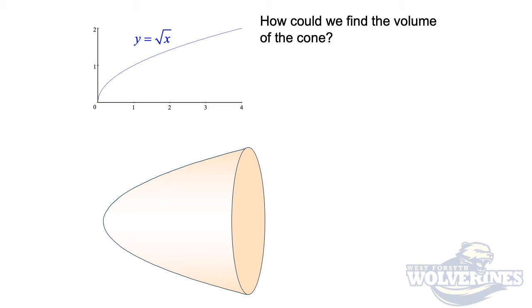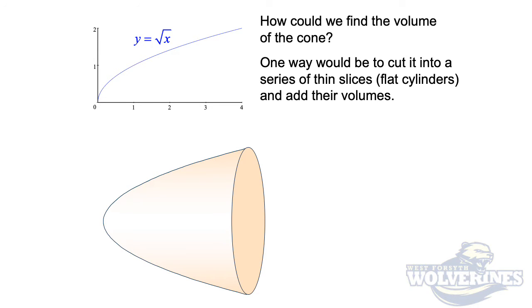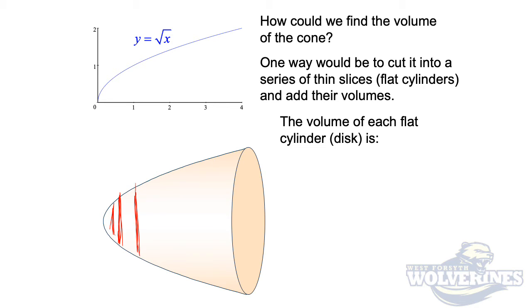Here's the idea. We're going to cut it into a series of thin slices. Every time I slice this cone, every slice is a circle, because we've rotated it. So this would be the diameter of a circle, and we would have a circle at the end. Everything in here is circles, and those are all the diameters of different circles.